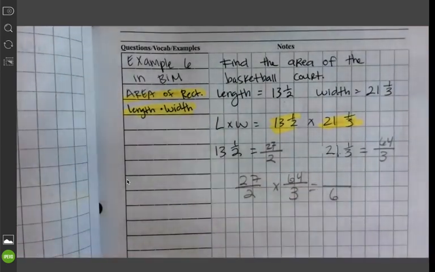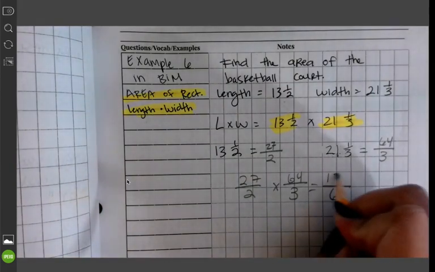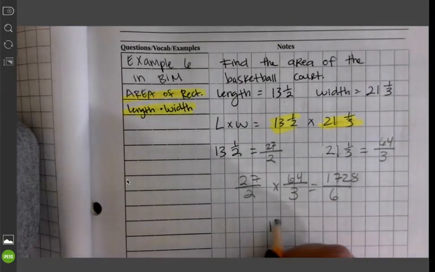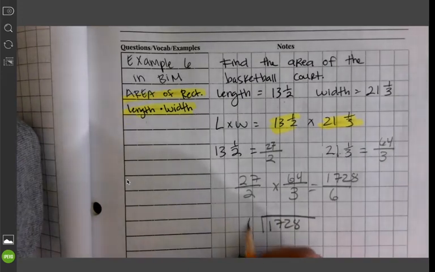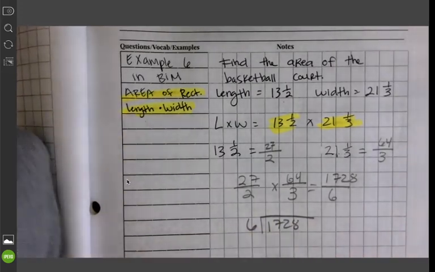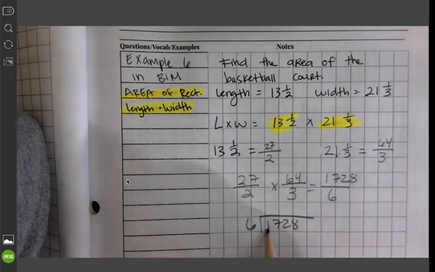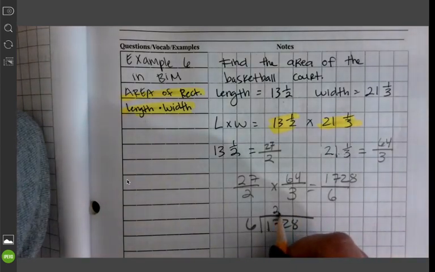I know that 2 times 3 is 6, but what is 27 times 64? Let's see, 27 times 64. Wow, that's a big number. 1,728. Let's try long division first. So 1,728 divided by 6, right? Because we want to find it as a mixed number. 6 does not go into 1, but 6 goes into 17 2 times.